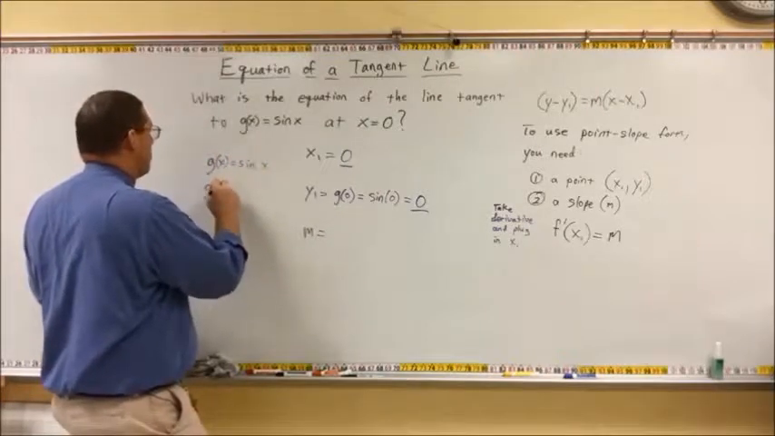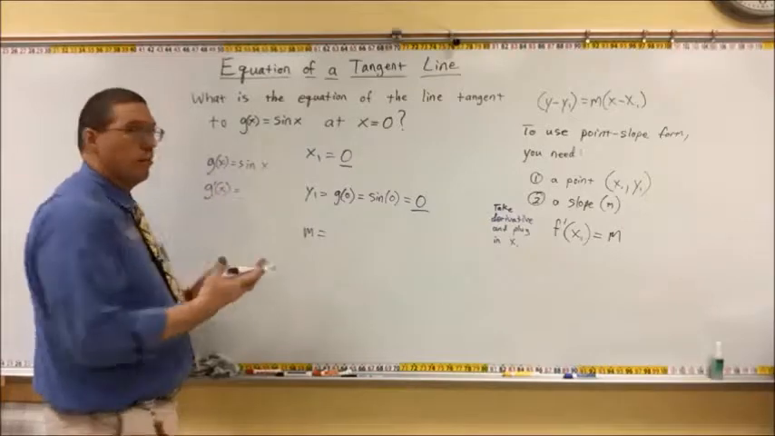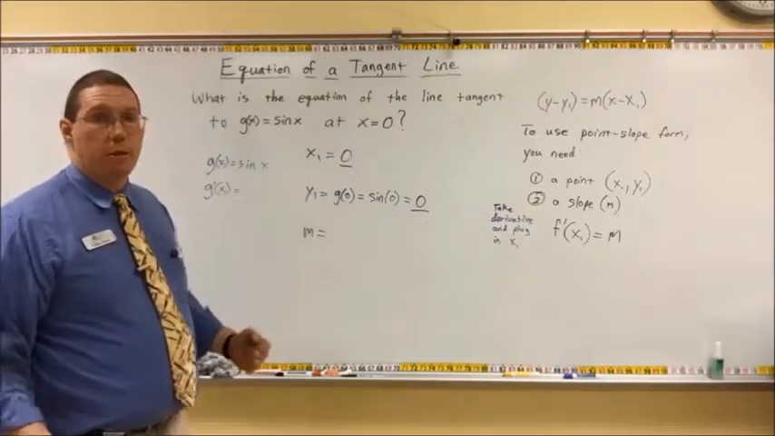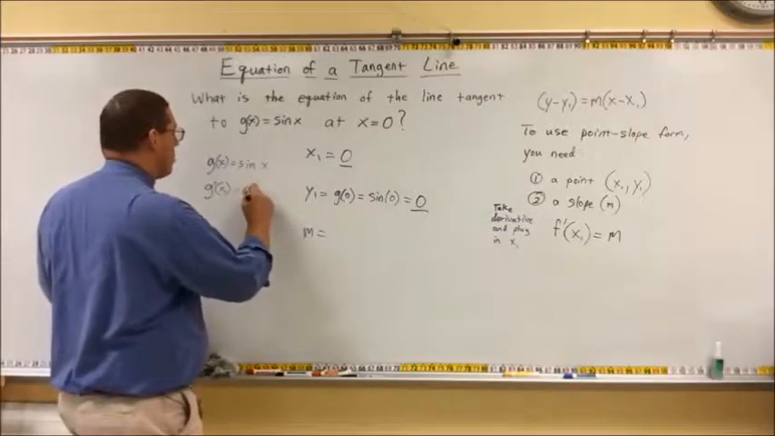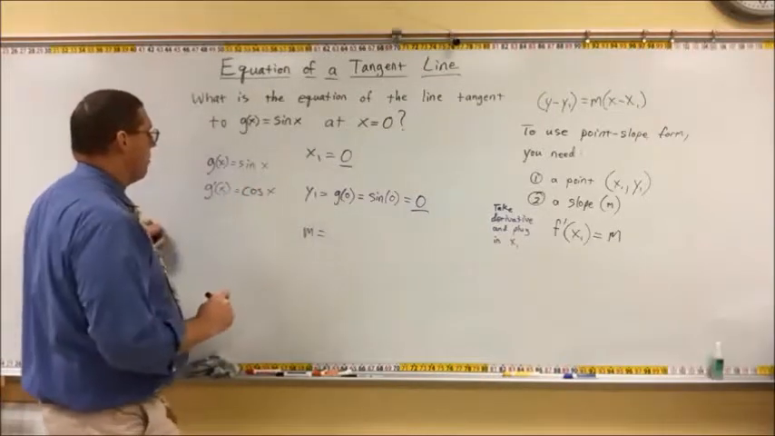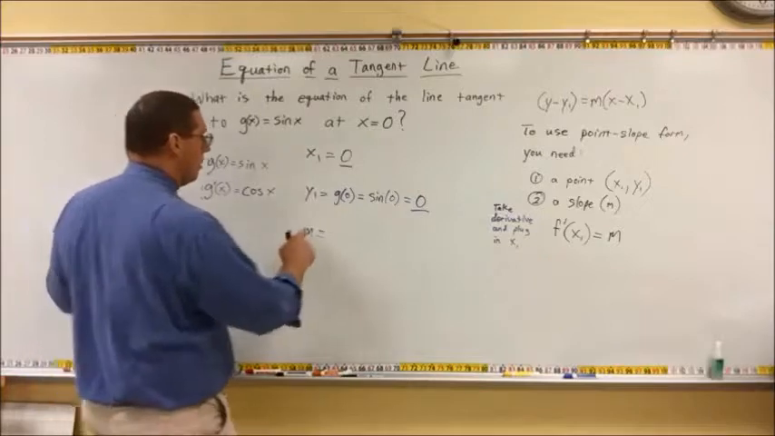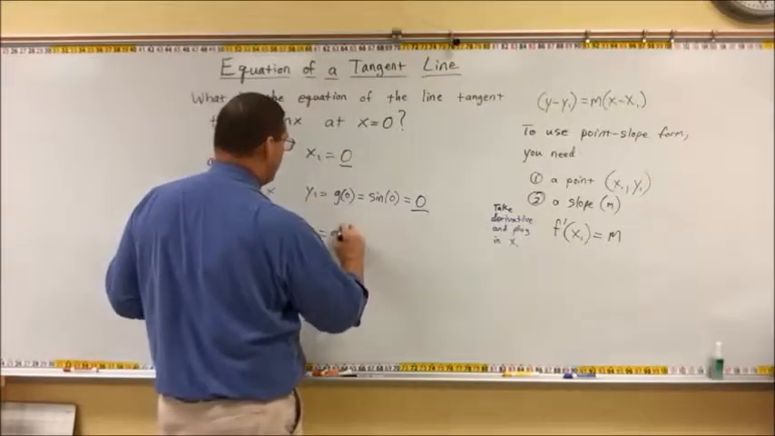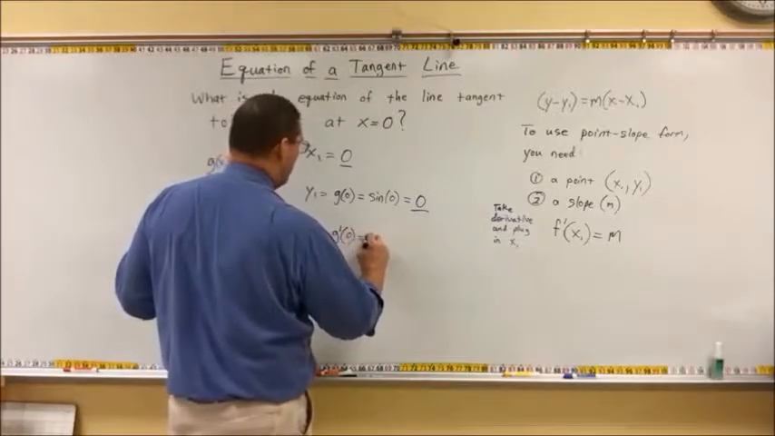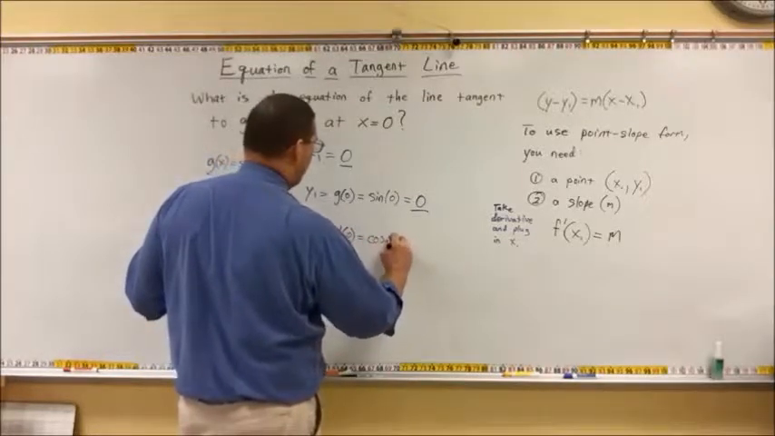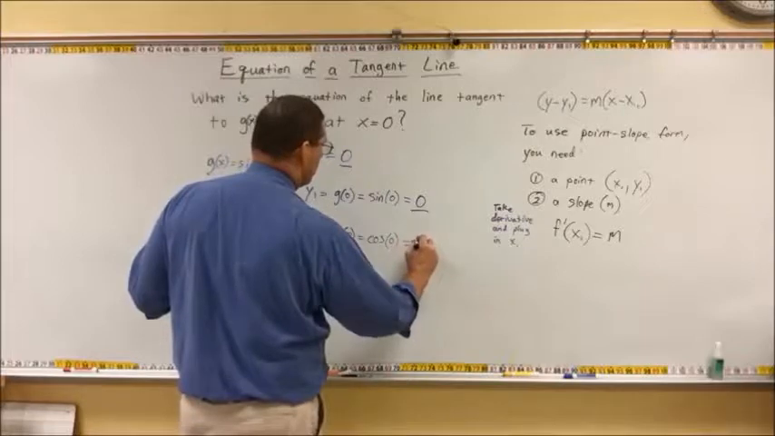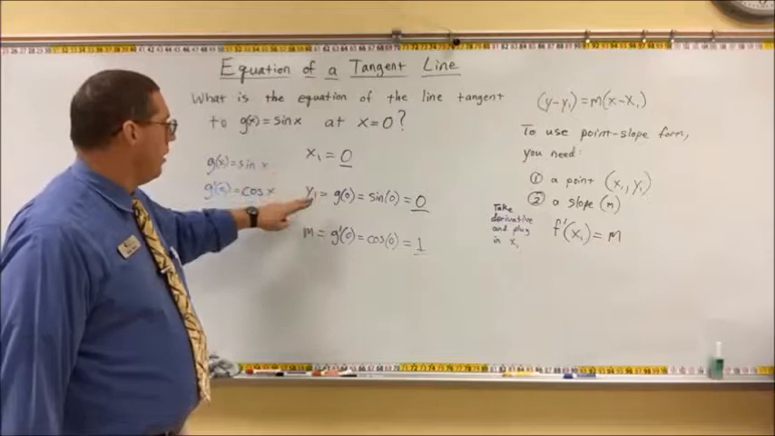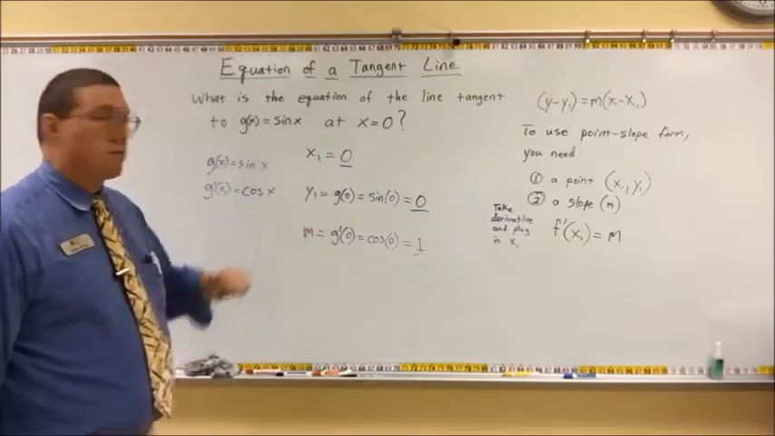All right, well, if g of x is equal to sine of x, what is g prime of x? What is the derivative of sine of x? Well, if you learned your trigonometric derivative rules, we know that the derivative of sine of x is cosine of x. And so now we just need to plug 0 into cosine of x. So the slope is going to be g prime of 0, which is cosine of 0, which is equal to 1.